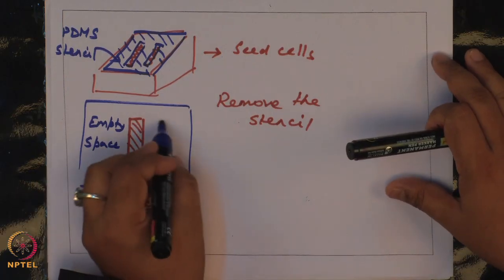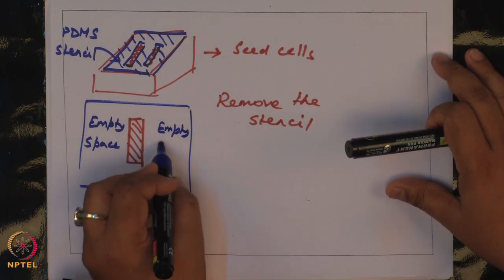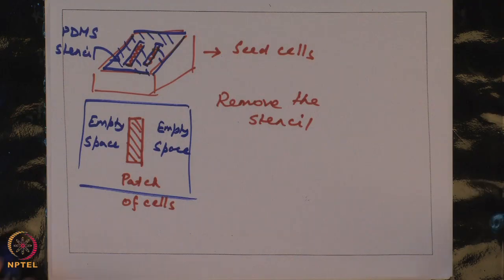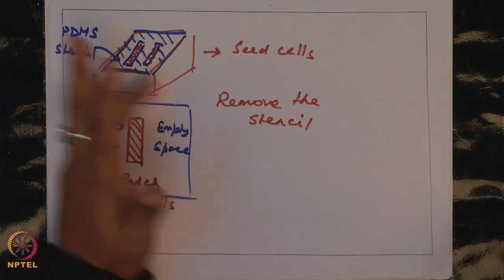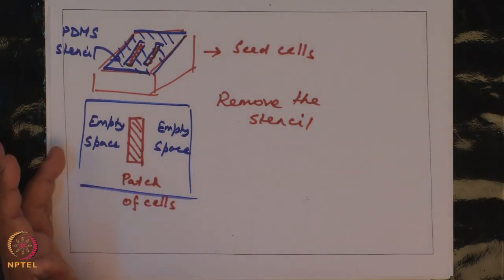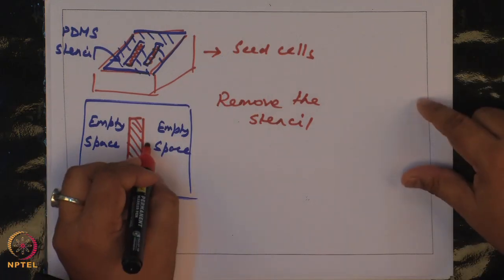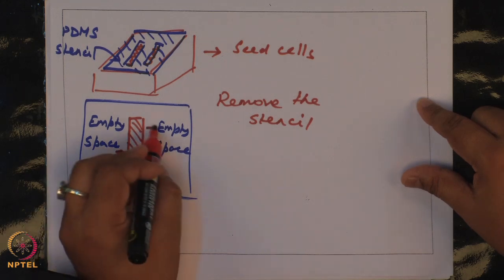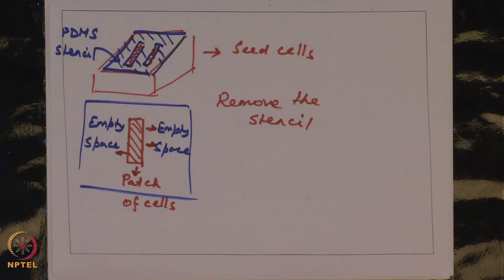Okay. On all sides of these patches. Okay. So, you have these rectangular patches and you have created empty spaces when you remove the stencil. Okay. So, what will happen is the cells will then migrate in all directions. Okay. They will migrate outward.